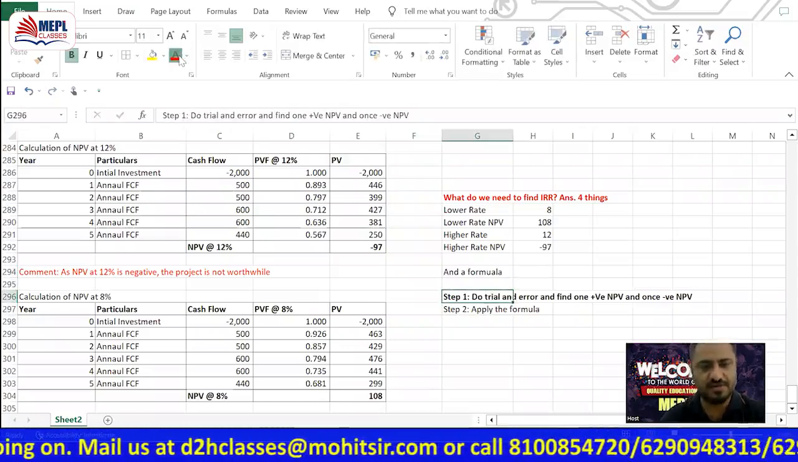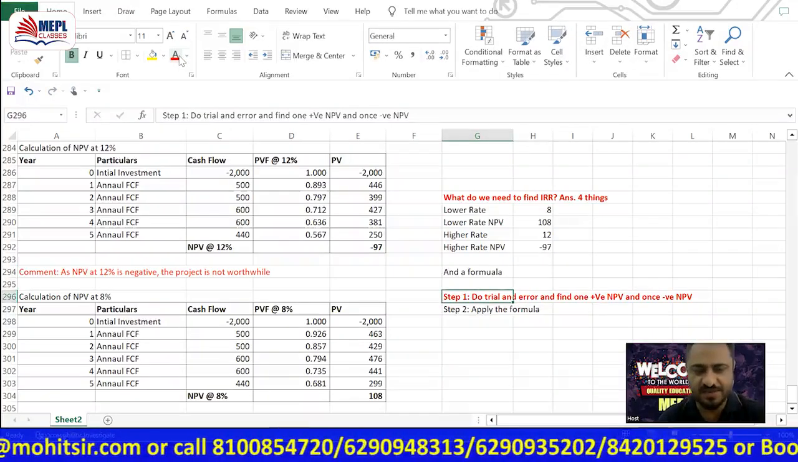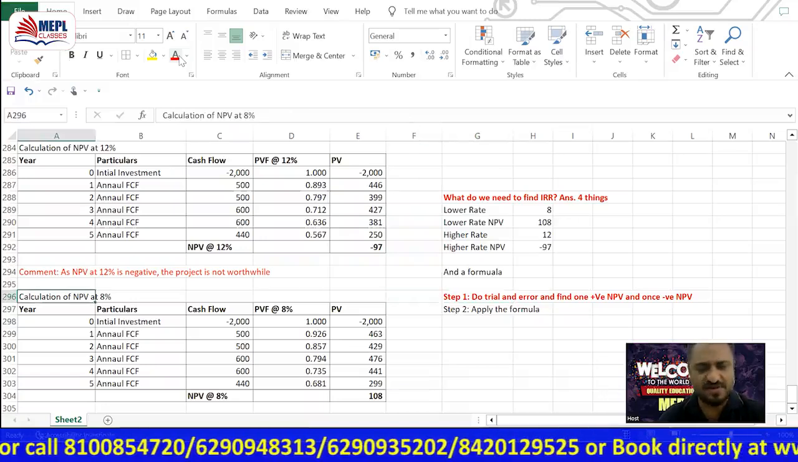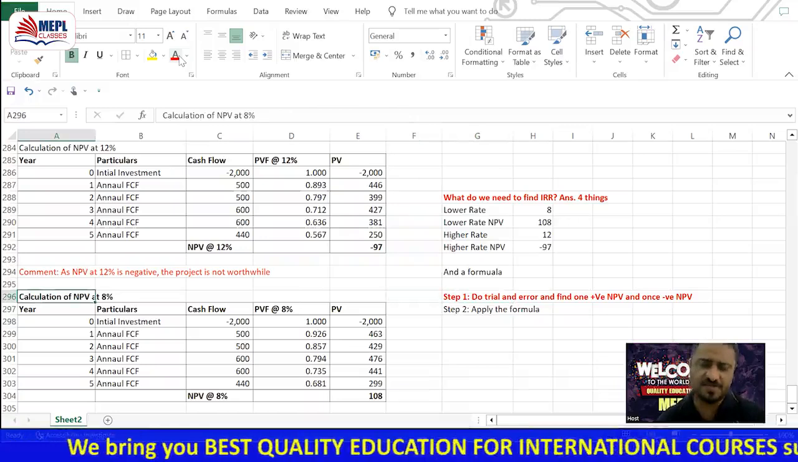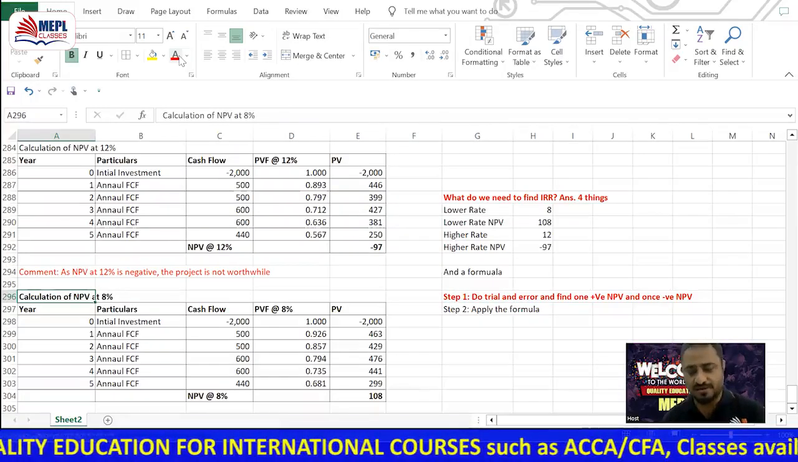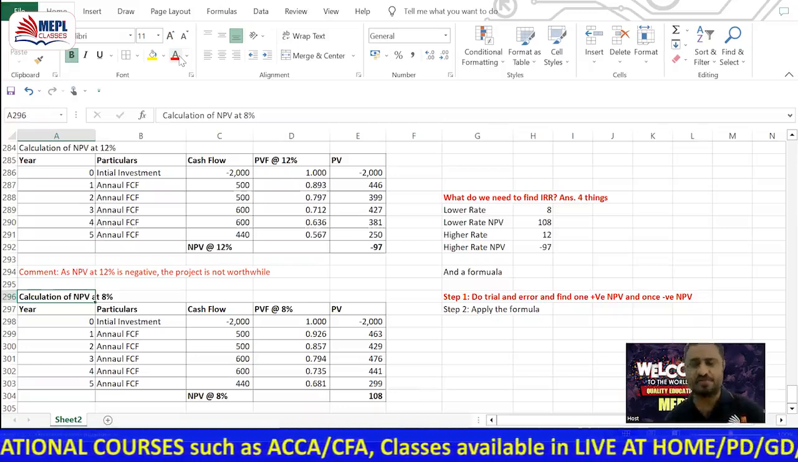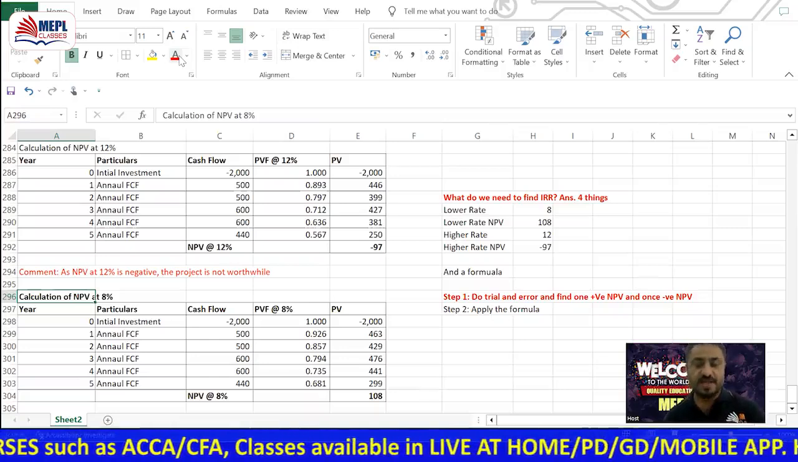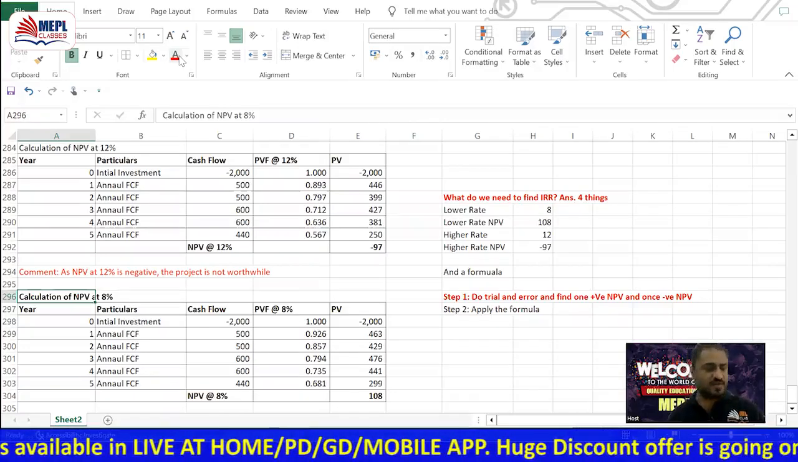That is what I did. 12% they asked me to do. It was negative, so I did at 8%. You can do it at 7%, 9%, whatever you want. Do trial and error. If it is still positive, get a higher rate. If it is still negative, get a lower rate, and so on. So accordingly, you just need to do the trial and error.